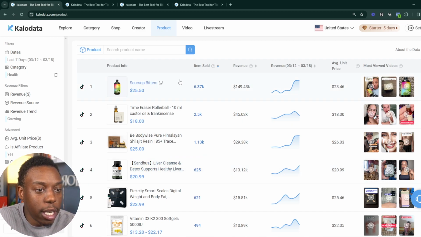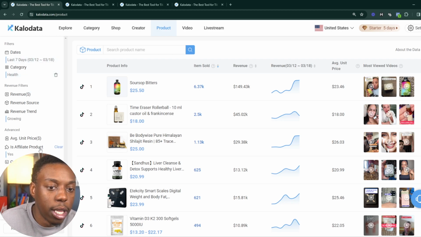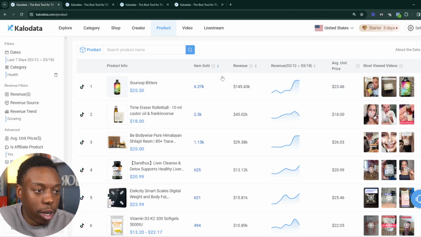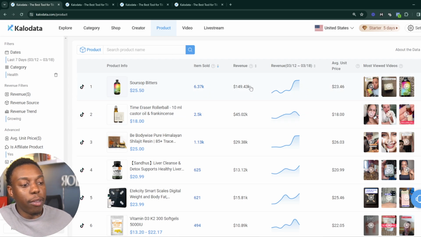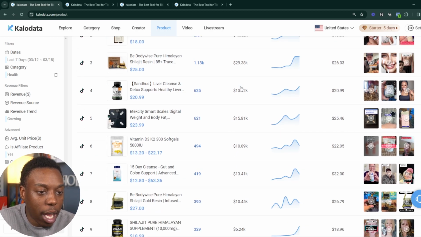Okay, so now we can see here that we filtered things that are on the upwards swing in the last 7 days in the health niche that are affiliate products. Now, the next thing I like to look at is products sold. If something has a ton of products sold and it's making a ton of revenue, you probably already missed out on the wave. You can, again, still try, but it's probably something I would avoid.